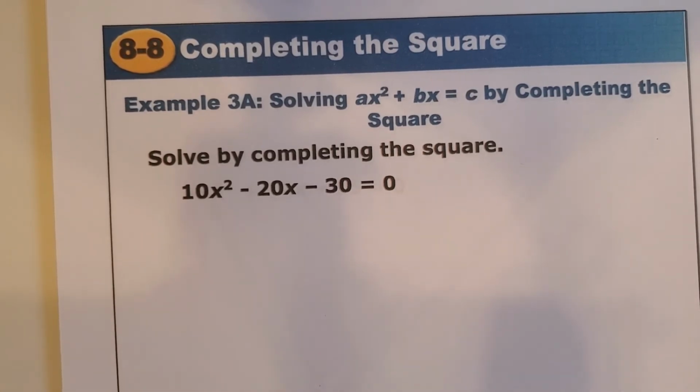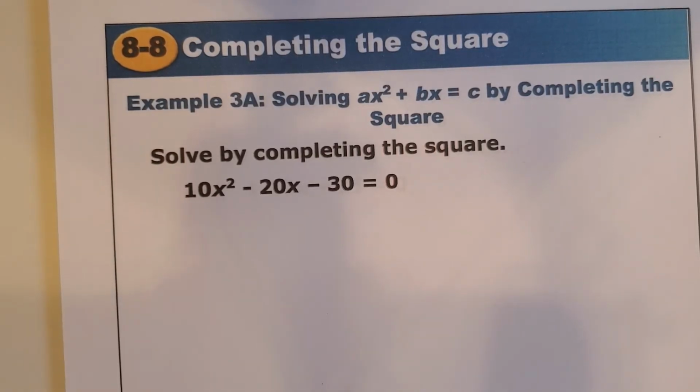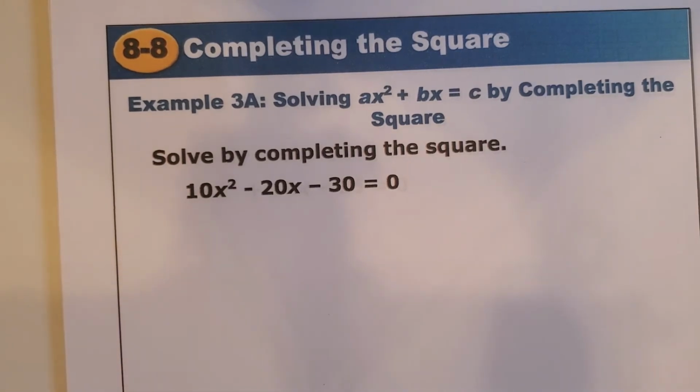I kept saying x squared plus bx equals c. All right? And the emphasis was on x squared. It has to be x squared. This is not going to work if you do not have x squared. So if you have a coefficient other than 1, you're going to have to divide it out.